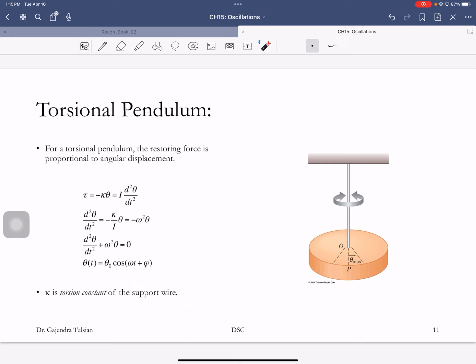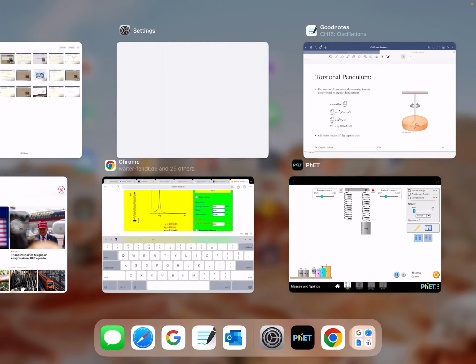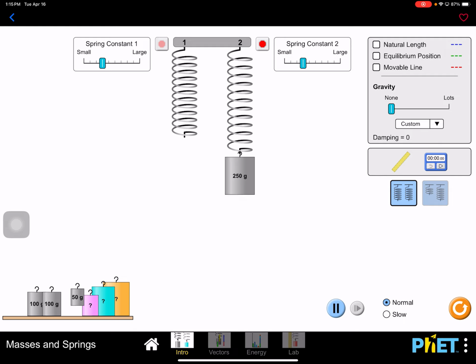Okay. All right, let me ask you this. Is this motion and this motion, are they in any way related? You think they might be related? They look very different, don't they? And you'll see in a second that the mathematical model, the differential equation describing the two motions, is identical. Okay? So that's the amazing thing.